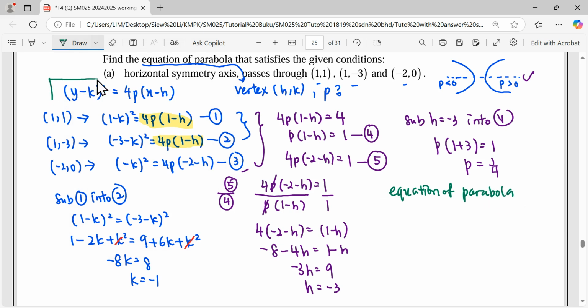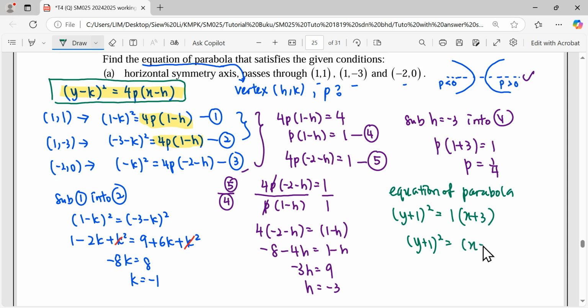So substitute back into the standard form. y minus your k value, positive, negative, negative becomes positive. 4 times p, we get 1. And then x minus h, negative, negative becomes positive. So our parabola equation is (y plus 1) squared equals x plus 3.